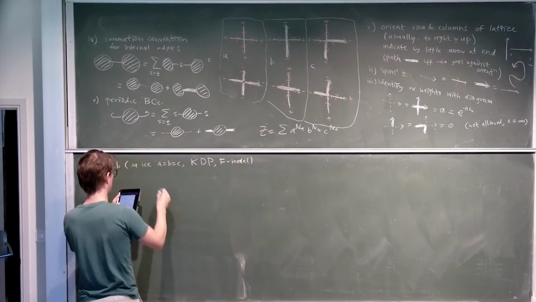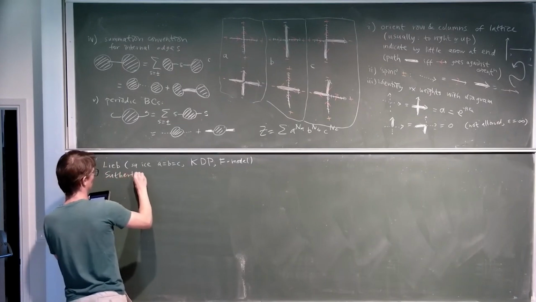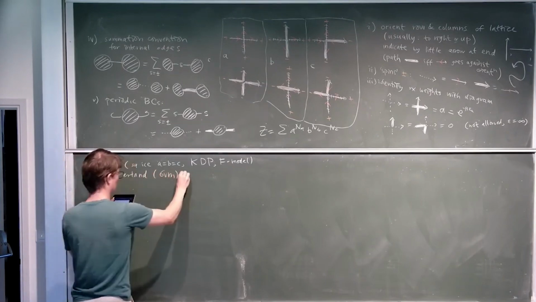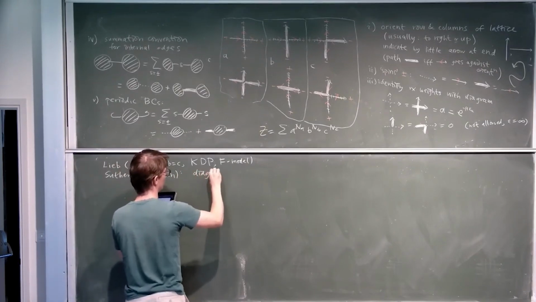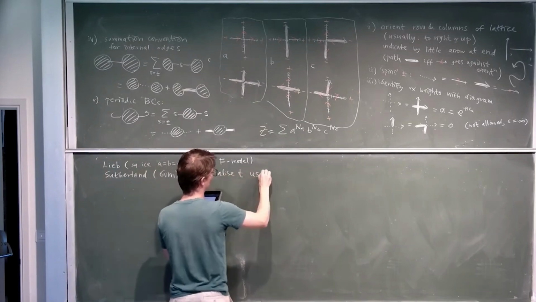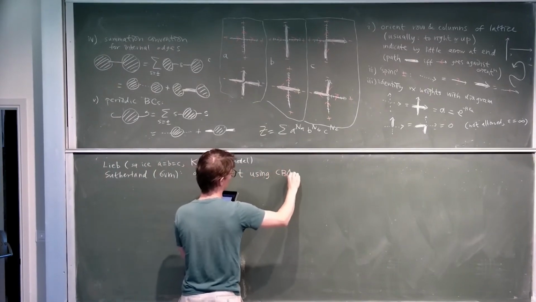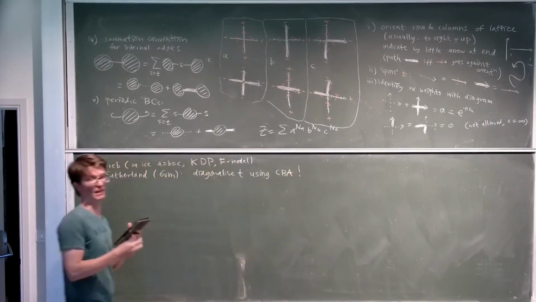So he did this, and then Sutherland, not much later, did this for the six vertex model in general. What they did is they actually diagonalized the transfer matrix using the coordinate Bethe ansatz. But this is quite remarkable.